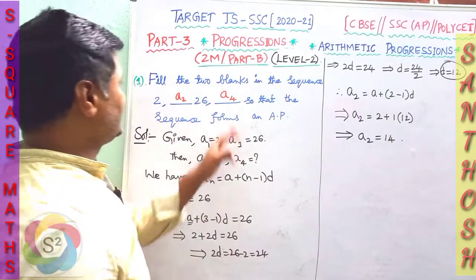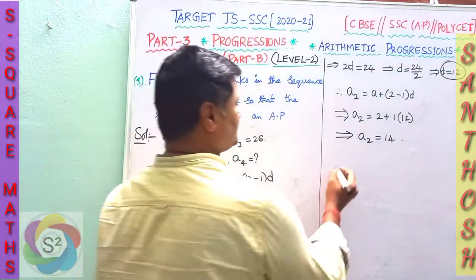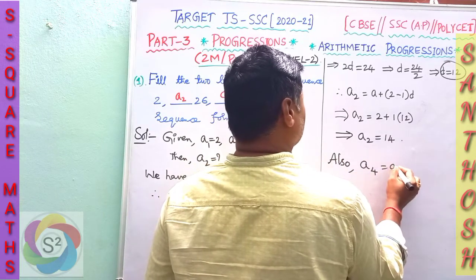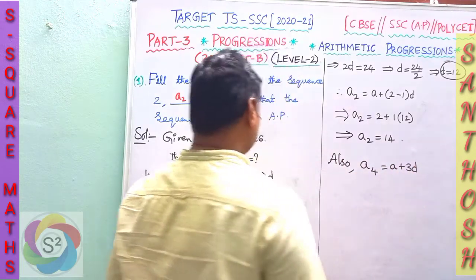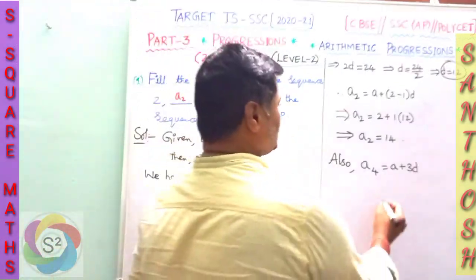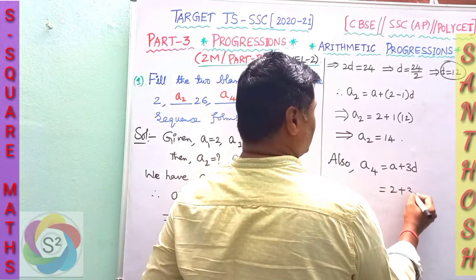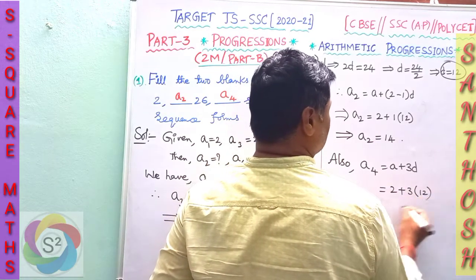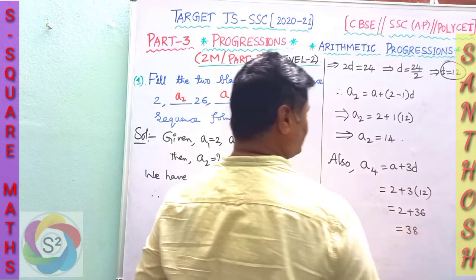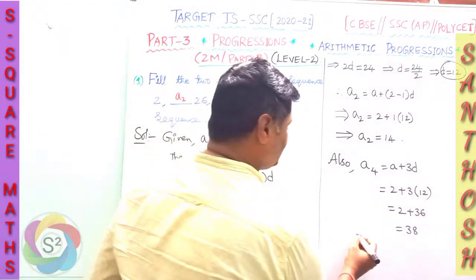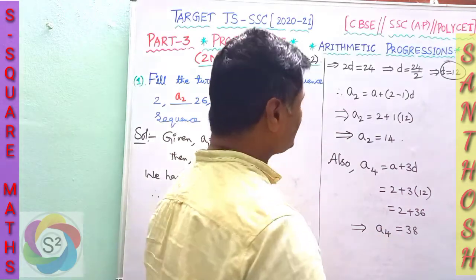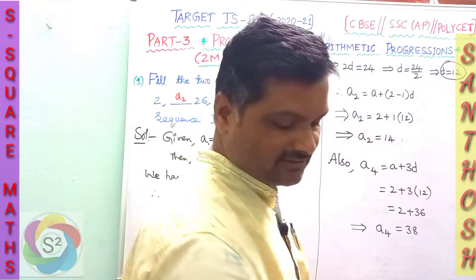Next, our intention is to get the value of A4. Directly I am writing A4 is equal to A plus 3D, because by the definition A plus n minus 1 into D, 4 minus 1 is 3. So A is our 2 plus 3 into D, where I got 12. So 2 plus 36 finally gives you 38. So therefore this implies the fourth term is 38. The second term is 14.